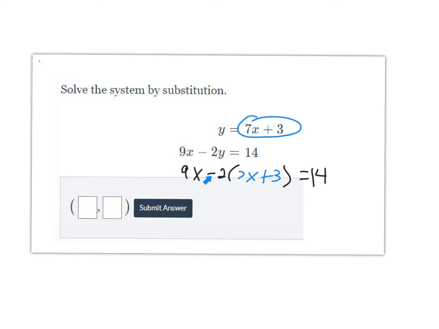Now I need to distribute the negative 2 to both of these terms and then solve for x. So this is going to be 9x, where I just bring down my 9x. Now let's distribute negative 2. Negative 2 times 7x is negative 14, so that's minus 14x. Then we have negative 2 times 3, which is negative 6, so minus 6 equals 14. Now we need to combine our like terms. We do have a 9x and a minus 14x on the left side, so let's put those two together. 9x minus 14x is negative 5x.